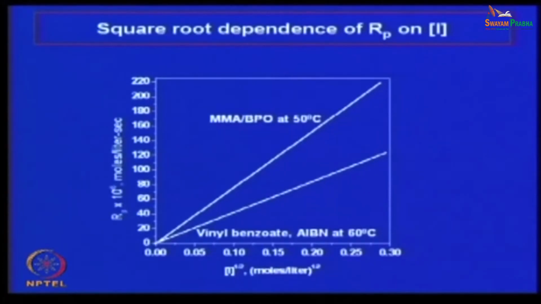Then this shows a square root dependence of rate of polymerization on initiator concentration. Now, many people have done extensive research on the effect of initiator concentration on the polymerization rate, effect of monomer concentration, effect of temperature, effect of different initiators, and effect of the presence of different solvents in the polymerization, all these things.